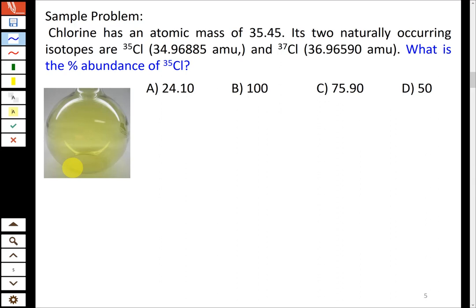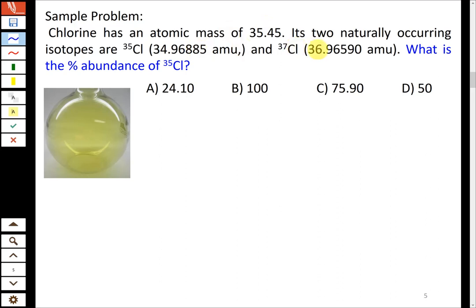If we looked up its atomic mass on the periodic table, it's 35.45. And it has two naturally occurring isotopes, which are 35 chlorine with this atomic mass and 37 chlorine with that atomic mass. What is the percent abundance of 35Cl? So in this case, we have a different unknown. We didn't give you the percentage abundances. We gave you the other things. We gave you the masses of each, the total average atomic mass along with the isotope masses, and we're asking you to solve for that.